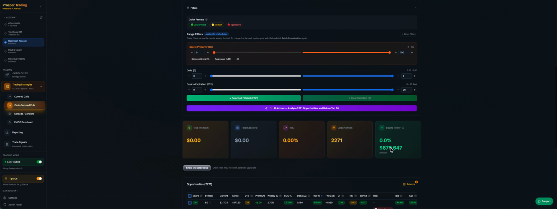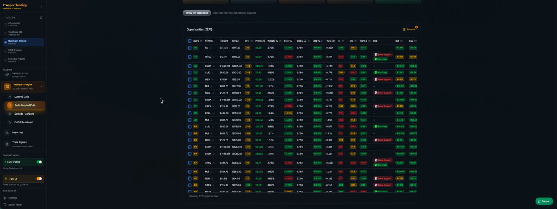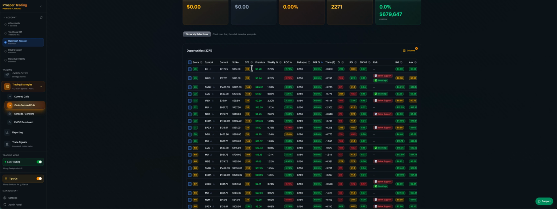So the first thing, I've got $679,000 available in what's called buying power. Down here below, I've got this much buying power available to sell these particular contracts. And when you're selling a cash secured put, in essence what you're doing is offering to buy someone's stock at a certain price should the price drop below a particular market price. So let's take a look at one of these.